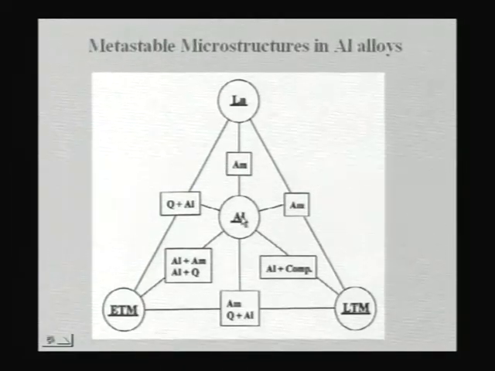Similarly, if you can have aluminum plus early transition metal plus rare earths, you can have either quasicrystals plus aluminum combinations. Similarly, if you can take aluminum plus late transition metal plus lanthanides. For example, I have shown you the example of aluminum nickel cerium. Aluminum nickel cerium gives you amorphous phase. So like that, one can have examples for all these combinations.